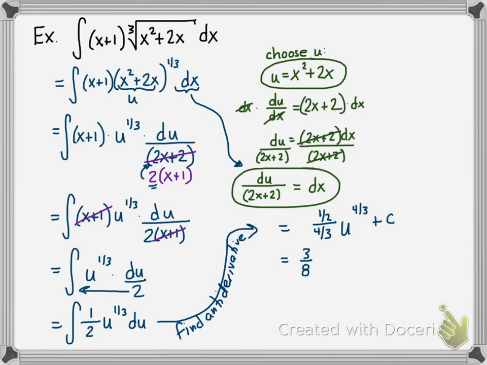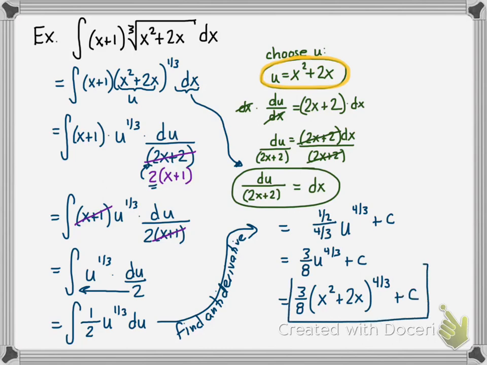So we end up with 3/8 u to the 4/3 plus c. We've now taken our antiderivative, and our very final step is to replace u with what u is equal to. And luckily I've circled that. u is equal to x squared plus 2x. So we have 3/8 times x squared plus 2x, raised to the 4/3, plus c. And this is our final answer.